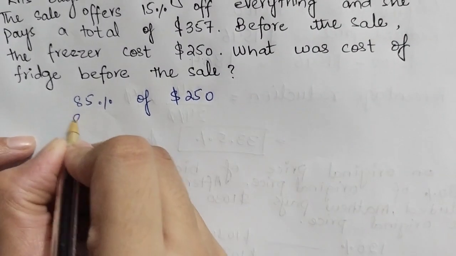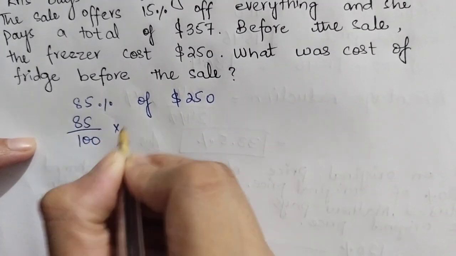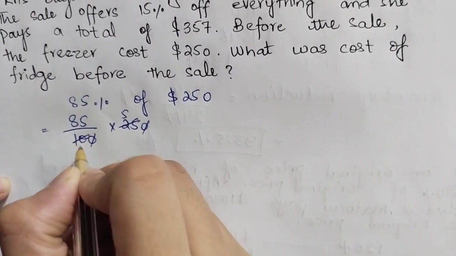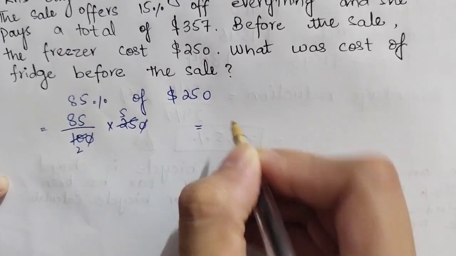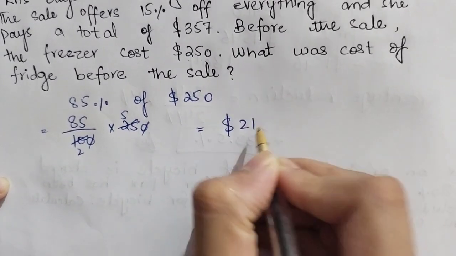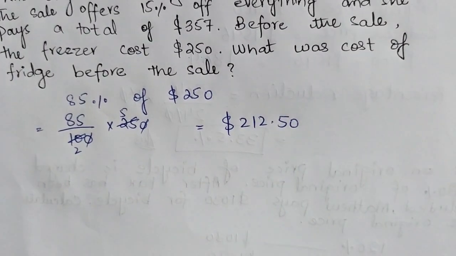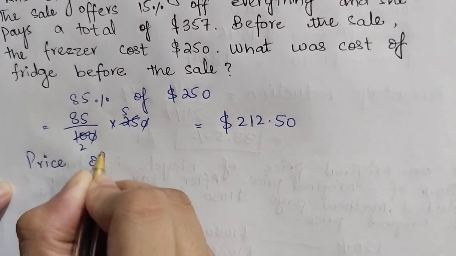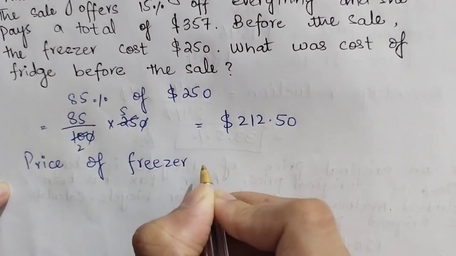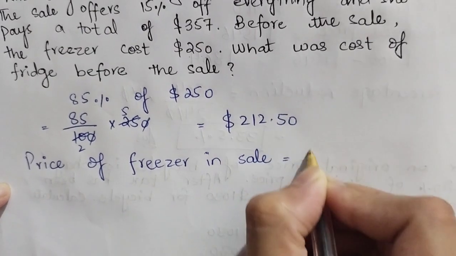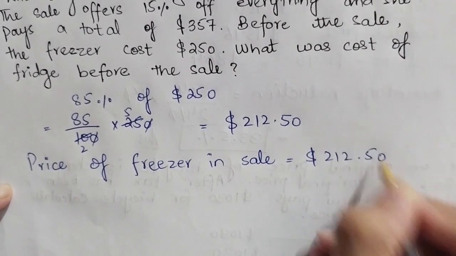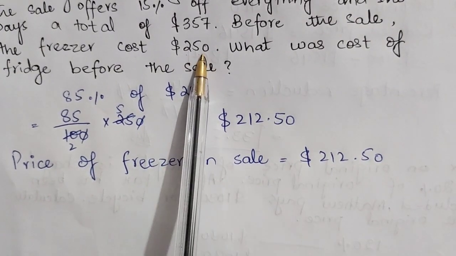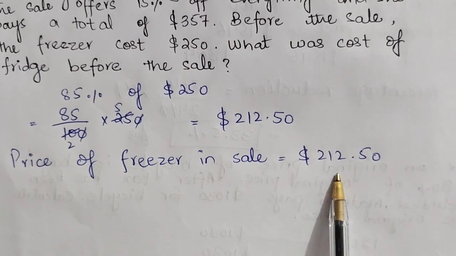How can we calculate it? 85 divided by 100 multiplied by 250 is equal to how many dollars? 212.50. So the price of the freezer in the sale becomes $212.50. This is the amount of the freezer in the sale, because the original price is $250, but she paid only 85%. So this is the price of the freezer.